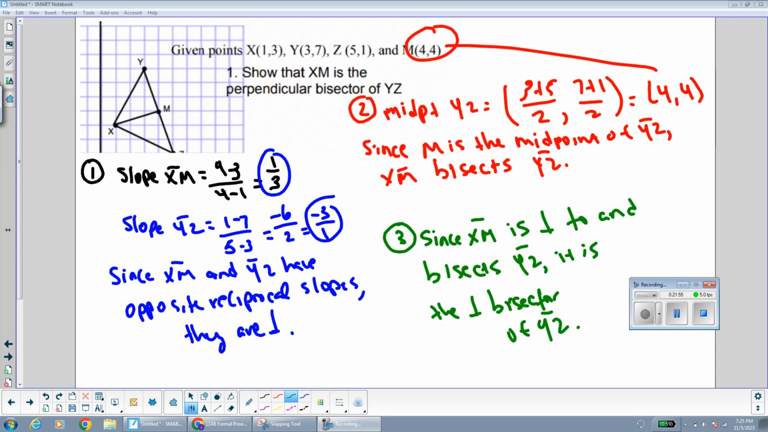And notice when I did the midpoint formula of YZ, I did in fact get the coordinates of point M, which are the point (4, 4). So I ended with the concluding statement: since XM is perpendicular to and bisects YZ, it is the perpendicular bisector of YZ.